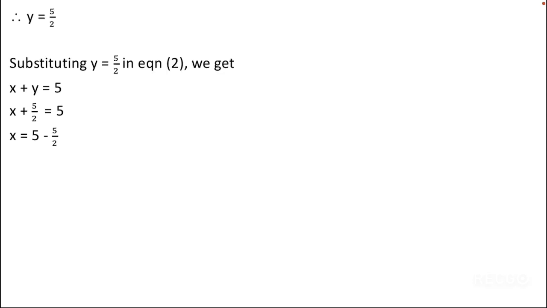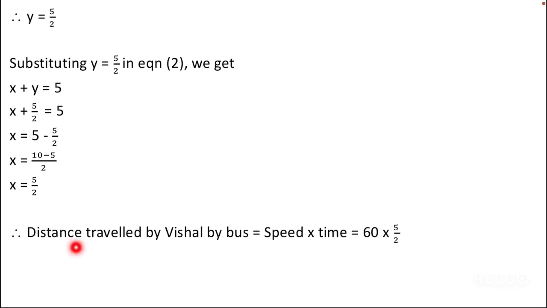You can see that the distance travelled by Vishal by bus is equal to speed into time, because distance is equal to speed into time. So the speed of the bus was 60 kilometers per hour, and the time taken we got as 5 by 2. So here we have 5 by 2. So 2 into 30 we get 60. So 30 into 5 is 150 kilometers. So the distance travelled by Vishal by the bus is 150 kilometers. So using the bus, Vishal travelled 150 kilometers, and the remaining distance he travelled by the aeroplane. So this is how you are supposed to solve this question.